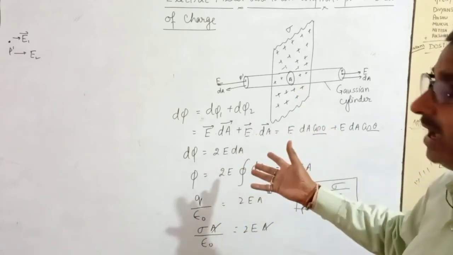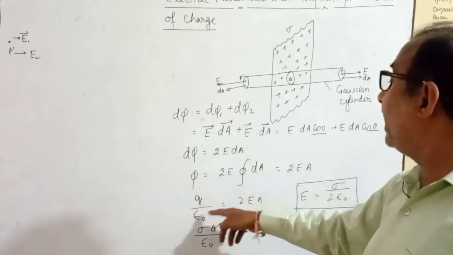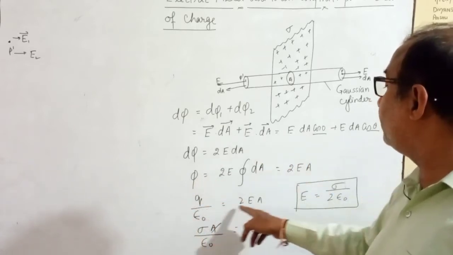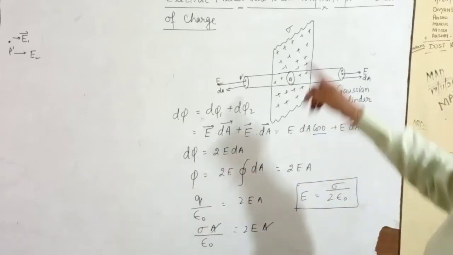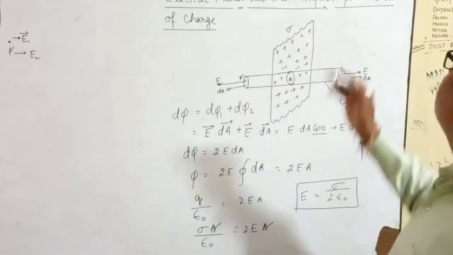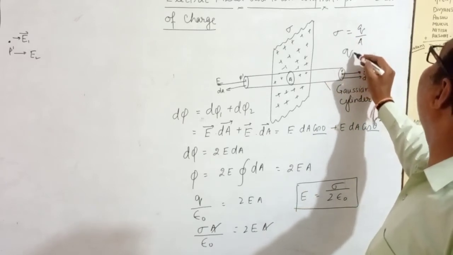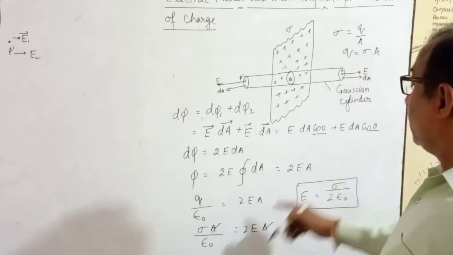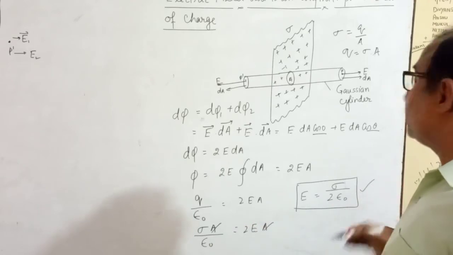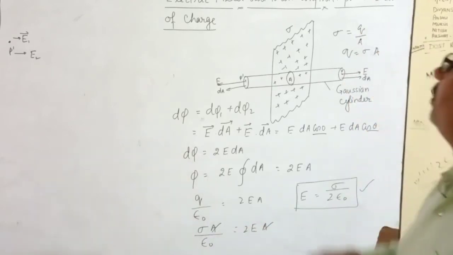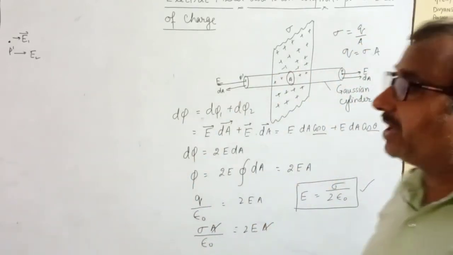It means total area. Now, according to Gauss theorem, phi equal to q upon epsilon naught. As you know, here surface density is sigma. So sigma equal to q upon A. So q equal to automatically sigma A. You put it here. This is intensity of electric field due to infinite plane sheet of charge.